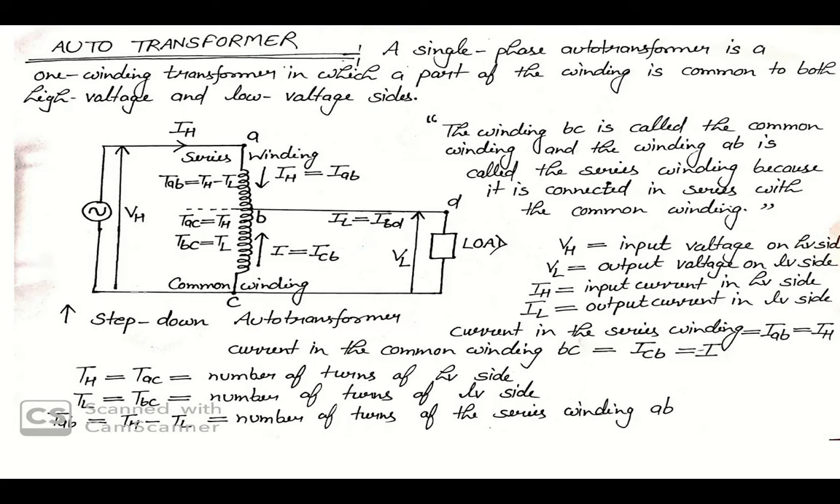Source voltage is represented by VH. Your source voltage VH is applied to the full winding, and the load is connected across the winding terminals BC. This arrangement is called the step down transformer.